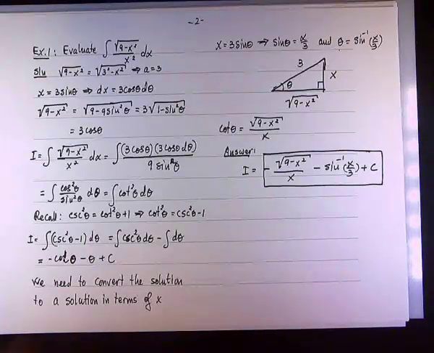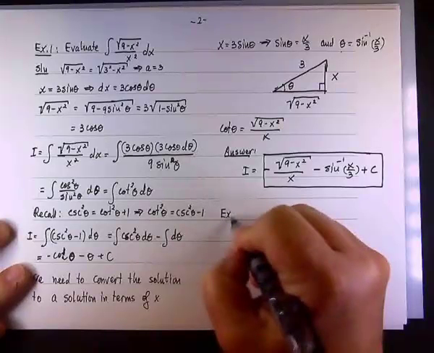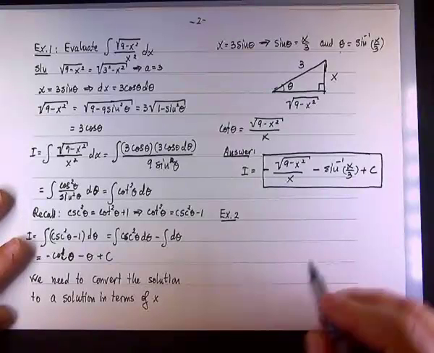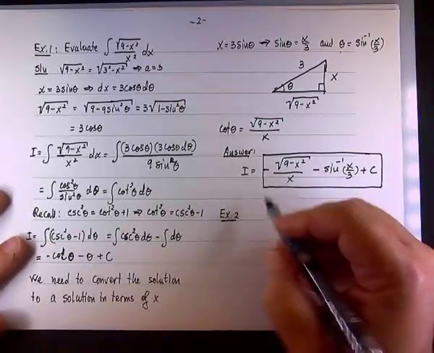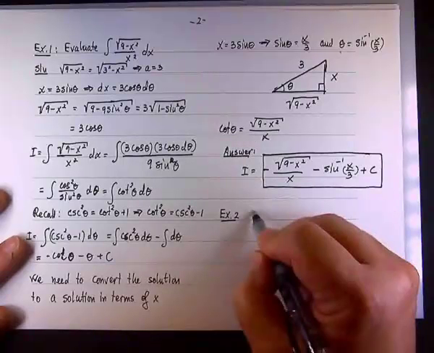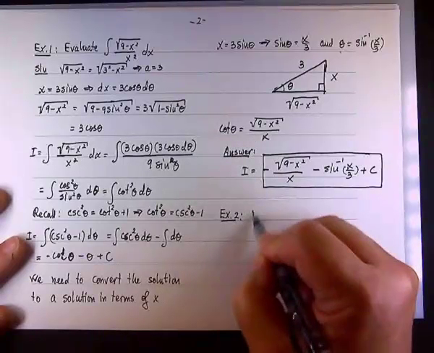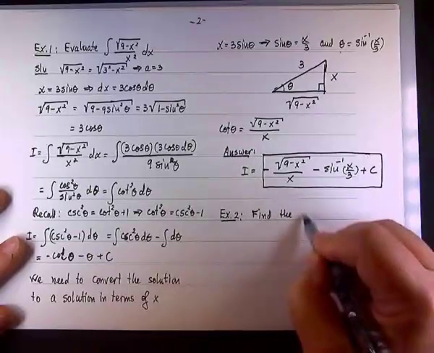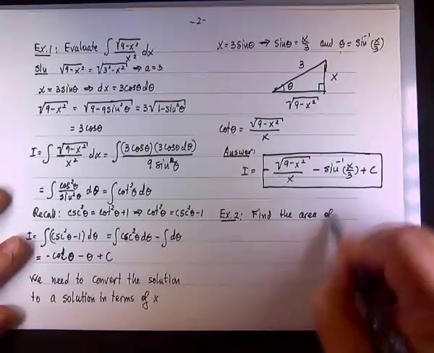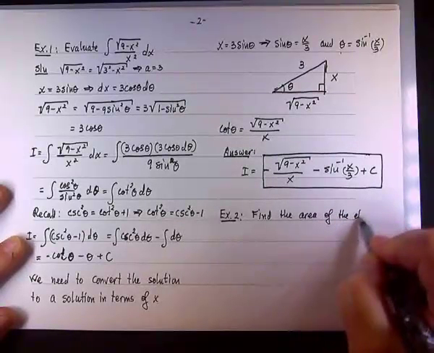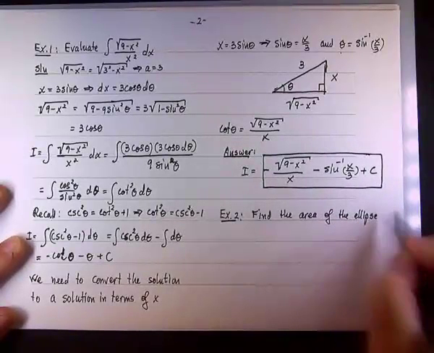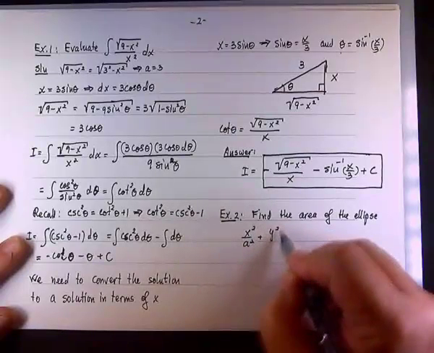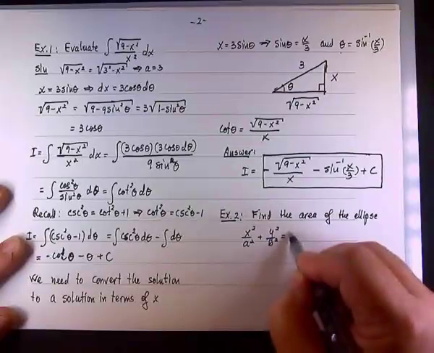Example number 2. We're going to deal with ellipse. We want to find the area of a generic ellipse whose center is at the origin. Now some of you go, a what? Ellipse. Remember conic sections. Find the area of the ellipse x squared over a squared plus y squared over b squared equals 1.